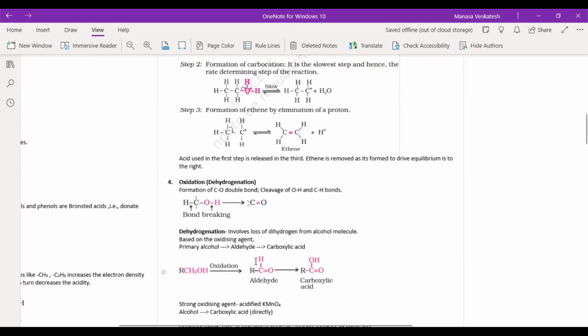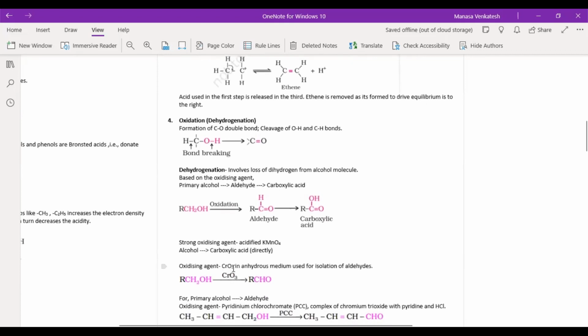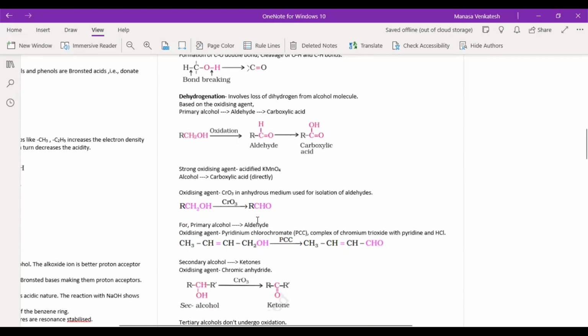After which we get a carboxylic acid. So when we use strong oxidizing agents, we have a direct conversion of alcohol to a carboxylic acid. But when we use CrO3 in anhydrous medium, that will give us the aldehyde. So basically, this is the complete reaction. And when we want the acid directly, we use a strong oxidizing agent like acidified KMnO4. When we want it at the aldehydic stage, we use CrO3 in anhydrous medium.